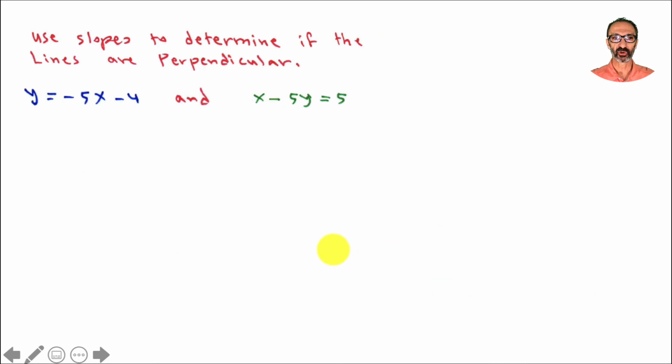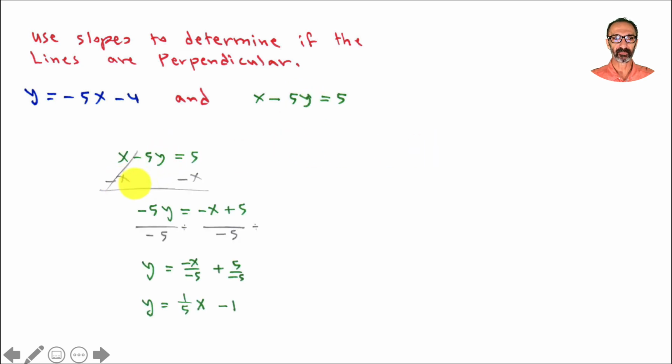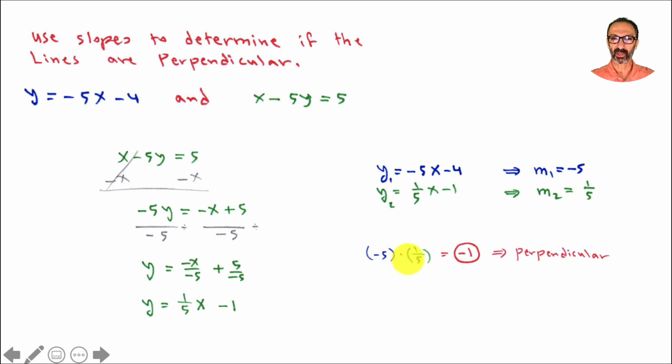Use slopes to determine if the lines are perpendicular this time. Well, the slope here is -5 and this one is not clear. So let's work on this one. Leave y alone. Subtract x. Divide by -5. Simplify. I get the slope 1/5, and the first one was giving me -5. But that is what we want. Opposite reciprocals. You could double check by multiplying them to get -1. So they are perpendicular.